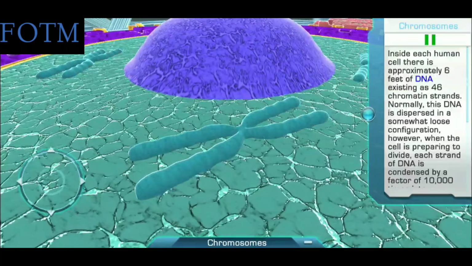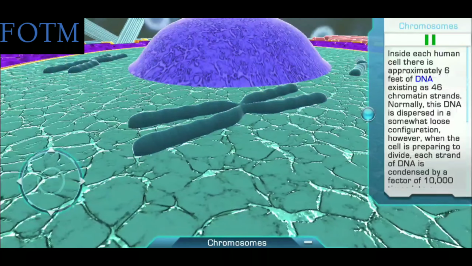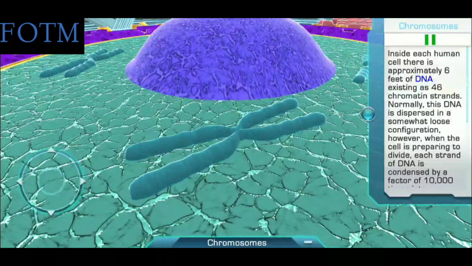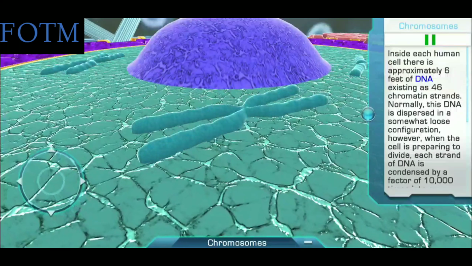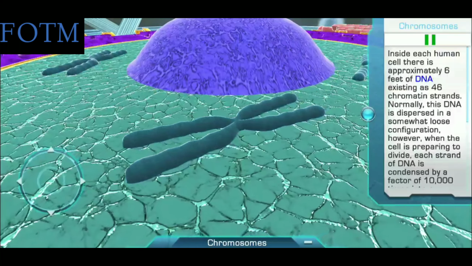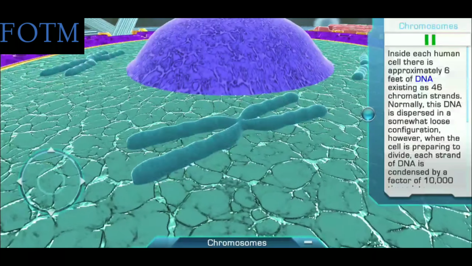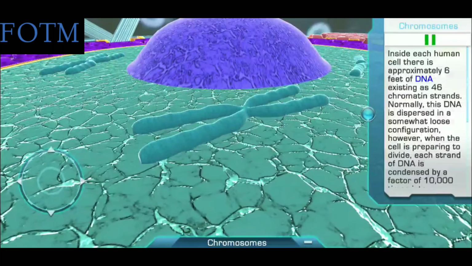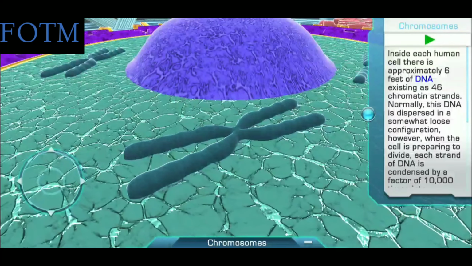Inside each human cell, there is approximately 6 feet of DNA existing as 46 chromatin strands. Normally, this DNA is dispersed in a somewhat loose configuration. However, when the cell is preparing to divide, each strand of DNA is condensed by a factor of 10,000 times into a structure called a chromosome. This folding and repackaging serves to facilitate the process of cell division. When the cell divides, the chromosomes separate, providing a complete copy of the genetic information to each cell.